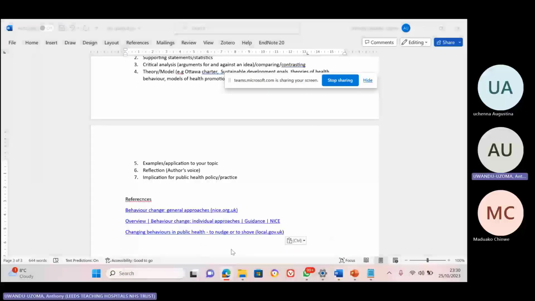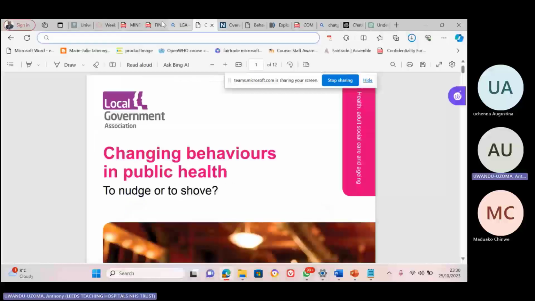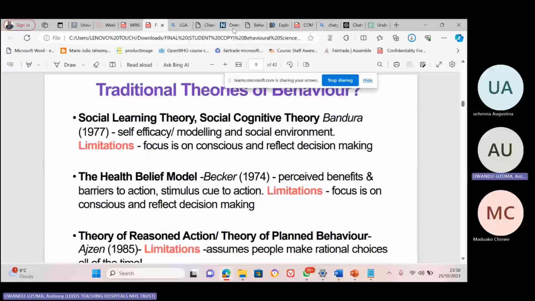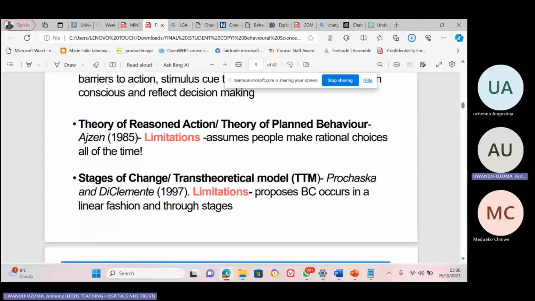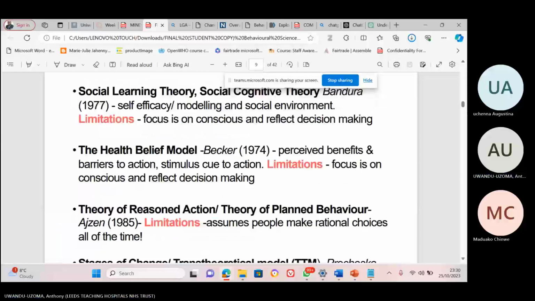After reading them, if you don't understand them, you can also use ChatGPT to break it down and get you to understand what you're reading. Now, what are the theories that you need to know? Good. Now you need to know what is social learning theory. You can see they have already given you the theory and the limitations, an example.